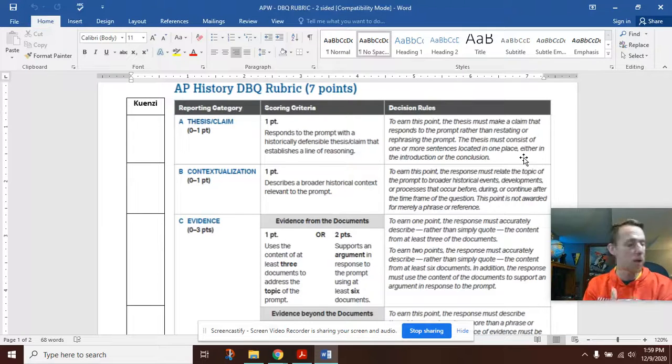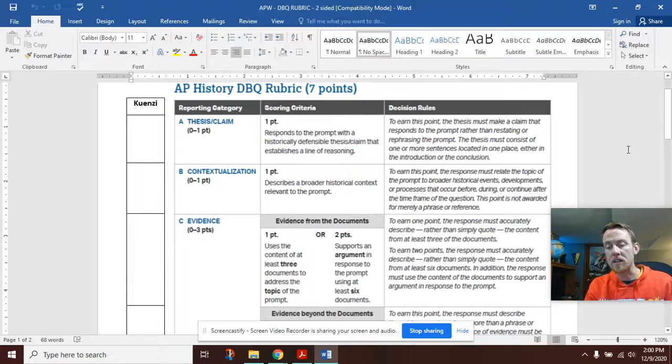One-word answers, one-word groupings are not good enough, right? Really build it rich. Now, also in that intro is where you should begin contextualization. You're not going to be done with it, but you want to bring it up in your intro. So contextualization is where you describe a broader historical context that's relevant to your prompt.